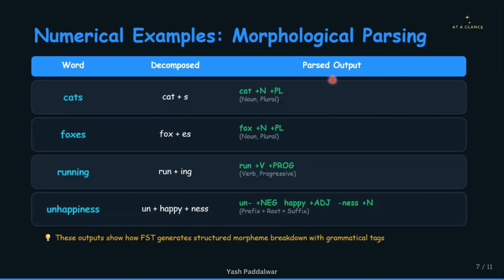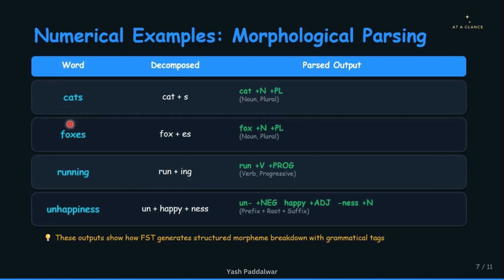Now let's have a look at certain examples. We have words, we have the decomposed form, and we have the parsed output. Every single row that you can see in this table is stage 1 plus stage 2 of your morphological parsing with FST. If your word is cats, the decomposed form is cat plus s. This is your stage 1 output, or the intermediate form. Next, your stage 1 output gets converted into the morphological tags, which is cat plus n plus pl. The same example that we have seen before.